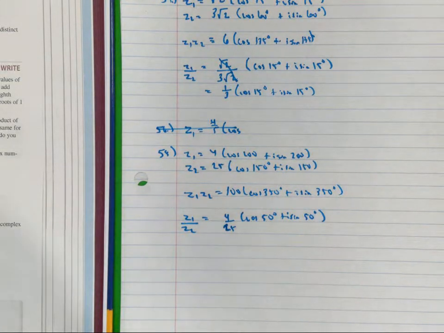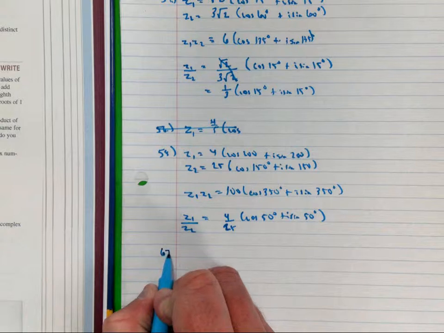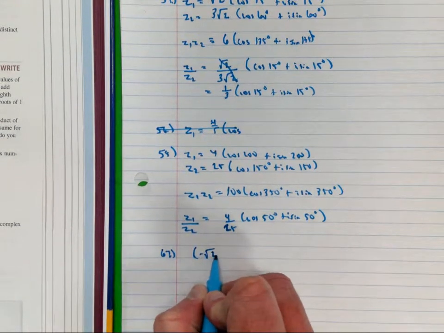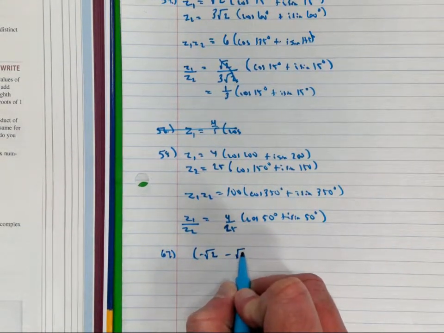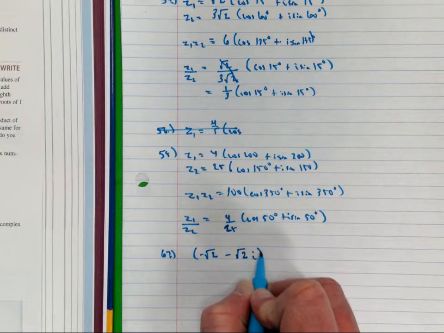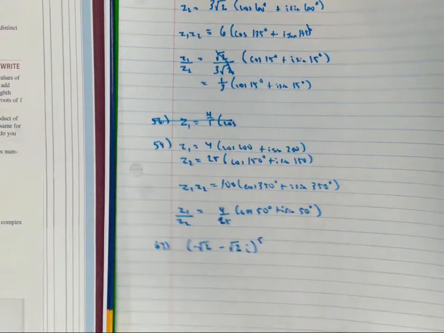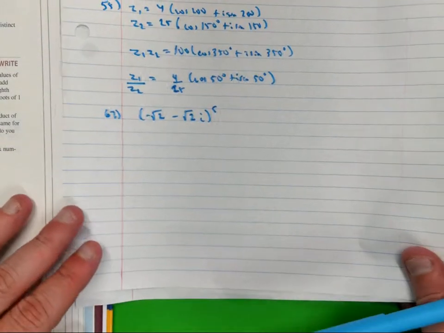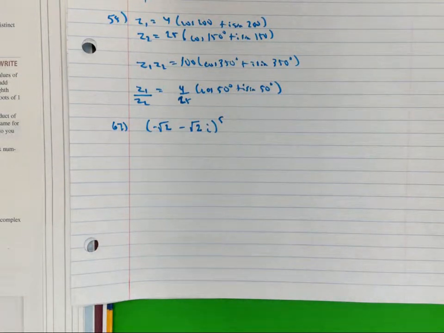Now let's go on to De Moivre's theorem, number 67. We have negative root 2 minus root 2 i to the 5th. I want to expand this complex number using De Moivre's theorem. Well, what's the first thing I need to do? Put it in what form? Polar form.